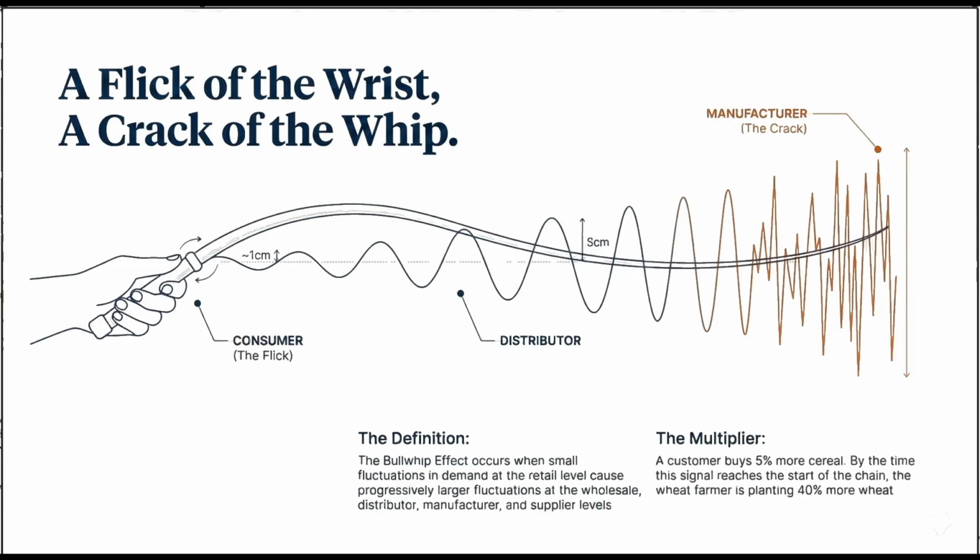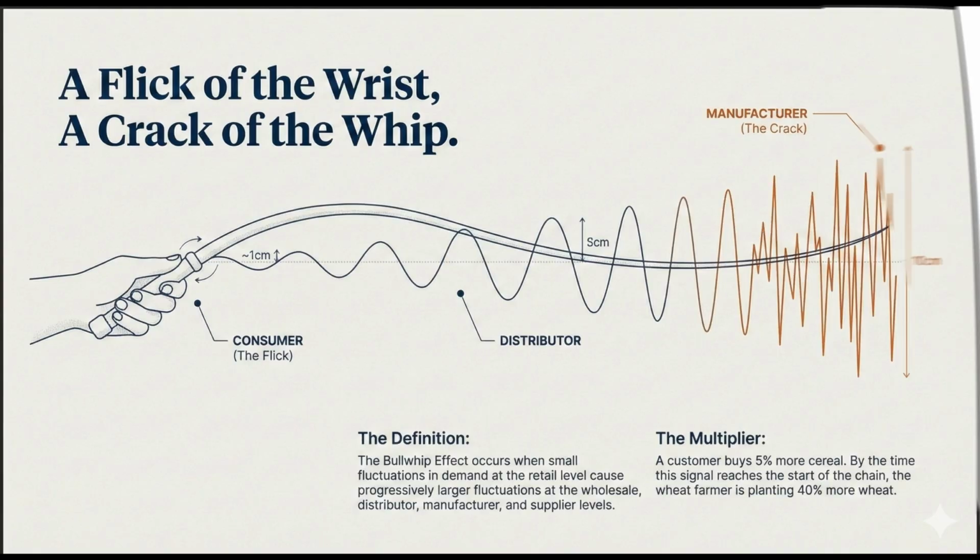The bullwhip effect is when small demand fluctuations at retail cause progressively larger fluctuations at wholesale, distributor, manufacturer, and supplier levels. In simple terms, customers buy 5% more cereal, and the wheat farmer ends up planting 40% more wheat. The further from the customer, the more distorted the demand signal. It's like telephone, but with millions at stake.